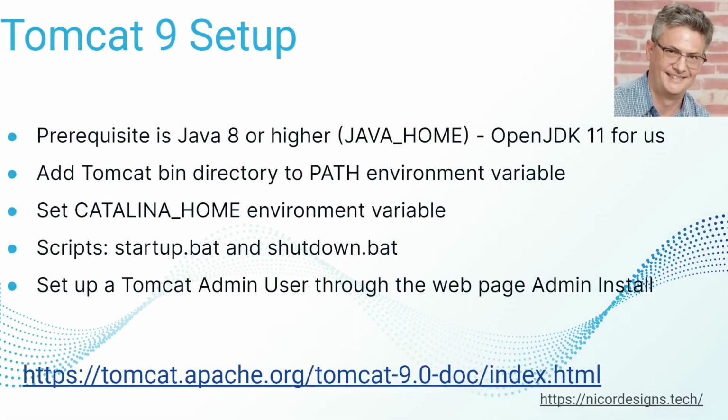We will break this process down into the following prerequisites and steps. First, we need to make sure that we are using Java 8 or higher, and we will be using OpenJDK 11. We will add the installed Tomcat bin directory to our path environment variable. We will set the Tomcat Catalina home environment variable, and we will be running the command line batch scripts startup.bat and shutdown.bat to start and stop our Tomcat. And then we will set up the Tomcat administration user through Tomcat's web administration interface.